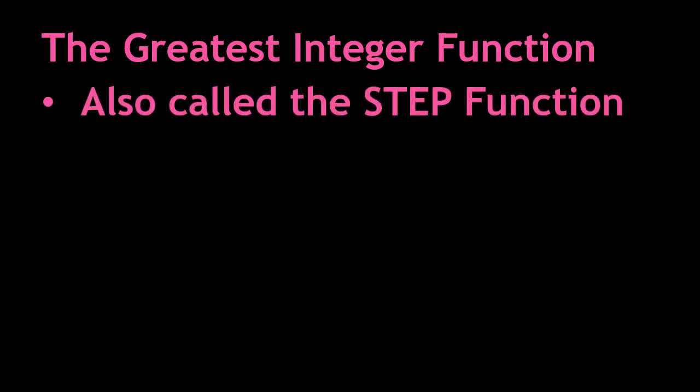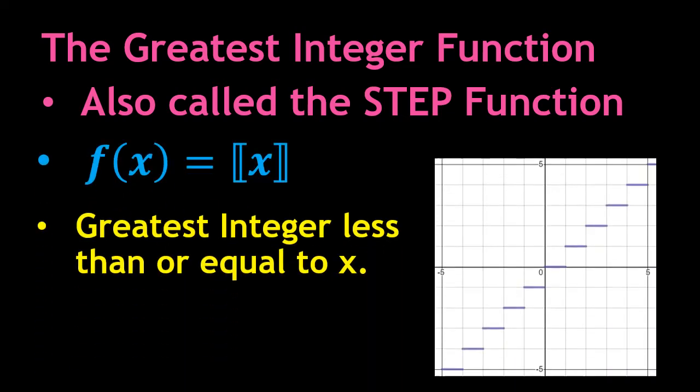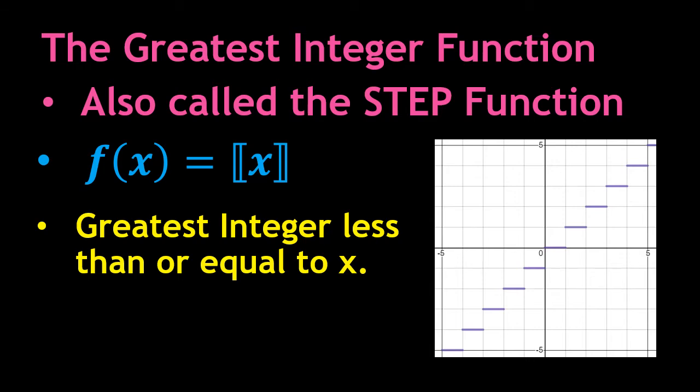It's a function that's also called the step function because when you look at the graph, it looks like a big fat set of steps. The greatest integer function notation is pretty much a double absolute value bar, or a square bracket with an extra little bar in it. So that's what it looks like, and it means the greatest integer less than or equal to x.